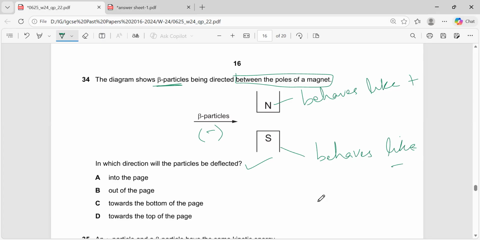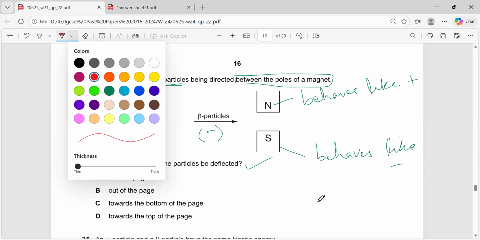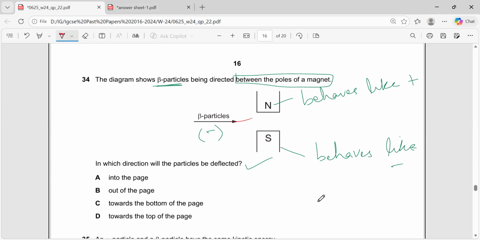So what will happen now? If I'm trying to complete the path of this beta particle, it will be going this way towards north because it behaves like positive. So if it is going towards north, it means it will be going out of the page. Now in this question, this is how you can say it is going out of the page. So my dear friends, when this is the case, we will always consider that upper side is positive, lower side is negative.